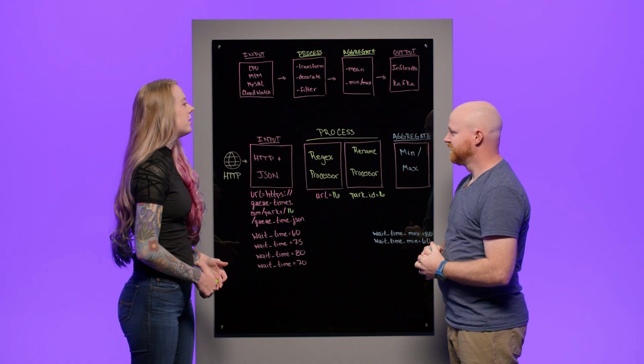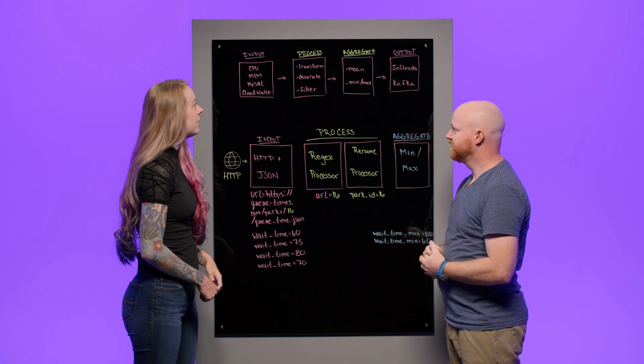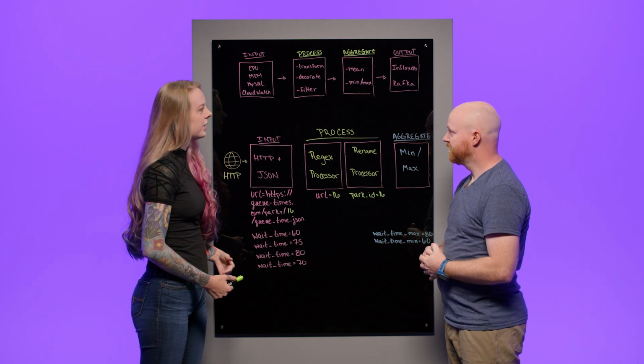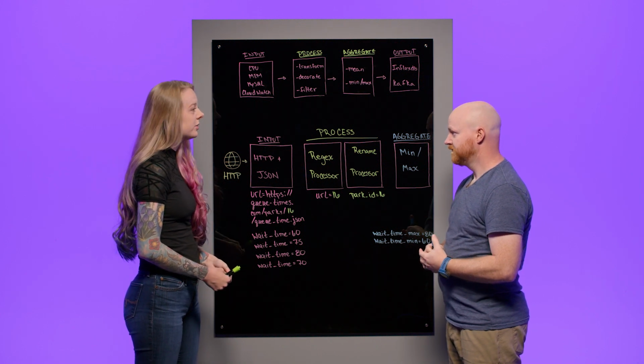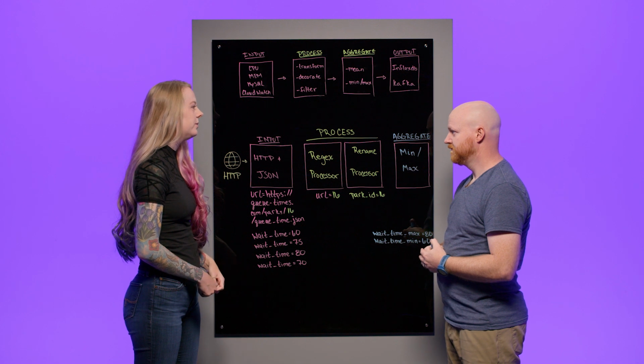So what is a processor then? A processor is going to get your raw metrics from your inputs. It'll transform, decorate, or filter them before handing them off to another processor, an aggregator, or your output. Okay, and if processors link up to aggregators, expound on what an aggregator is. An aggregator is going to find a statistic about your data, such as the mean, or the min, or the max, hand off to another aggregator, or your outputs.